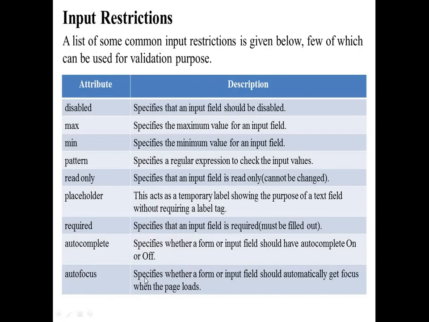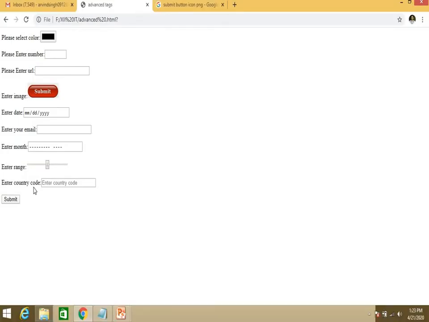Okay, so the next is what? Placeholder acts as a temporary label showing the purpose of the text field without requiring a label tag. So suppose you are not writing "enter country code" over here, instead of that if you want to write it in the text field, you can write it.